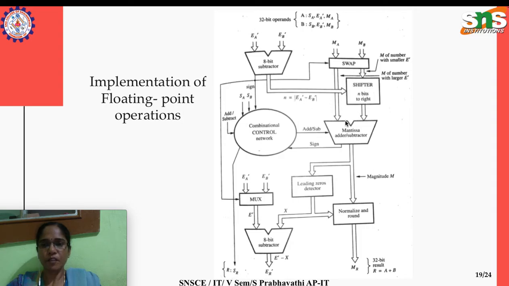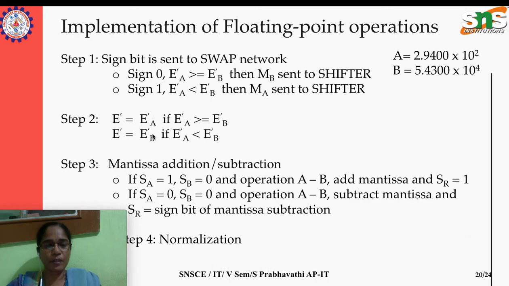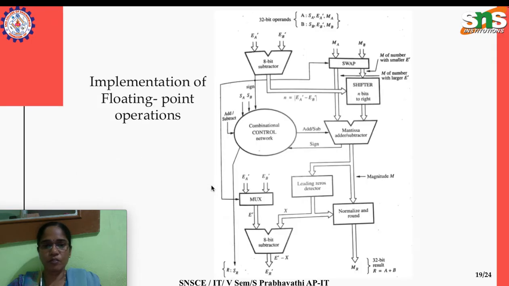Then for addition and subtraction, mantissa A and B are given here, and there is a combinational circuit to control the operation, whether you are doing addition or subtraction, and also the sign bit. So the sign bit plays an important role. Here we will be coming back to step 2; currently I am discussing step 3, mantissa addition and subtraction. If the sign bit of SA is equal to 1 and SB is equal to 0, here we are speaking about the sign bit in this control logic.